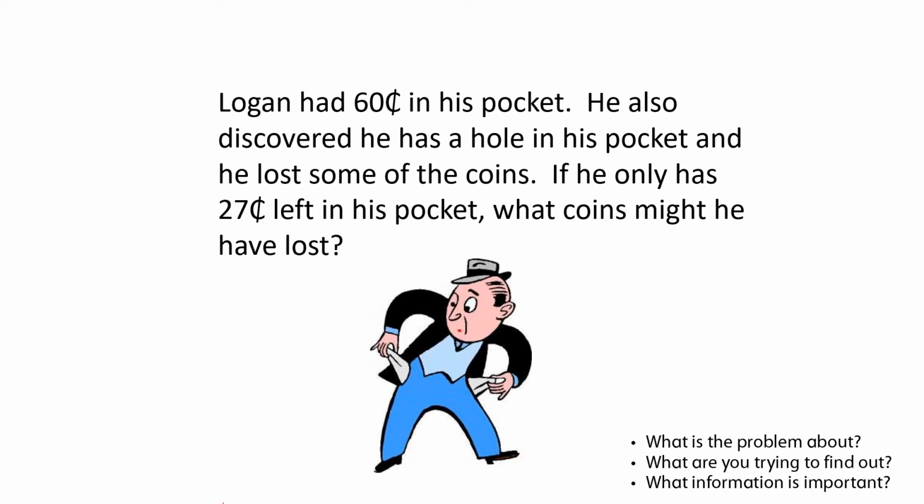So you should have thought to yourself, well, this problem is about Logan having money and losing some of it because it fell out through a hole in his pocket. We're trying to find out what coins he might have lost. And in order to do that, we need to know that he started with the 60 cents that was in his pocket, and after he lost some money, he only has 27 cents left. And again, we have to know what coins he might have lost. So let's think about this in a couple of ways.